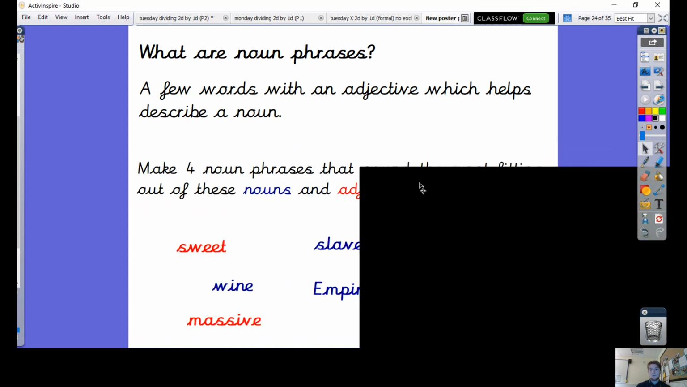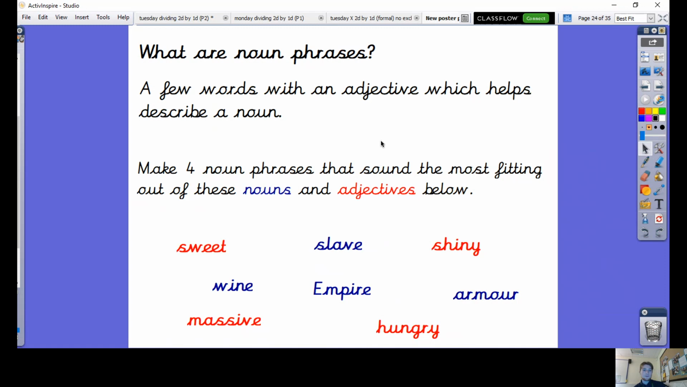So what I'd like you to do as a little task is, I've got some adjectives here in red and some nouns here in blue, and one of each noun and adjective fit really well together. The adjective describes the noun really well. The other ones don't describe the noun too well. So I would like you to pair the correct noun and adjective together that you think work really well together, and turn it into a noun phrase which really sounds good. Pause the video and have a go at doing that now, and then we can go through the answers afterwards.